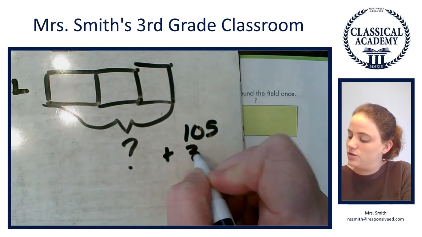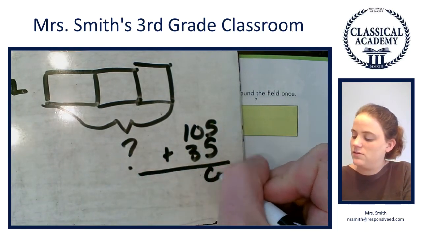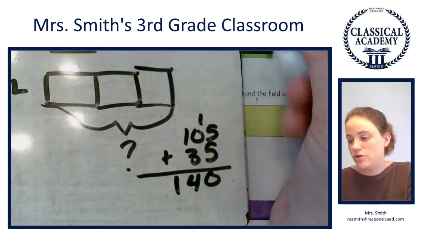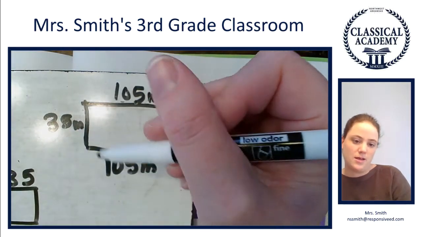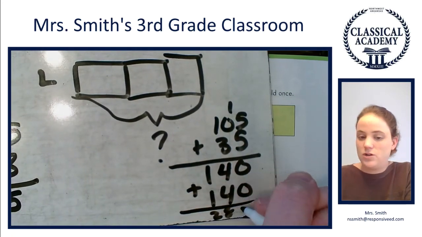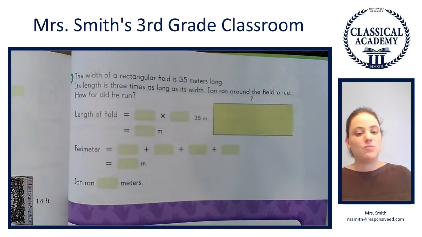Let's check our mental math. 105 plus 35, 140, and then another 140 for that's 140, and that's 140, would give us 280. Good mental math. We got it right.